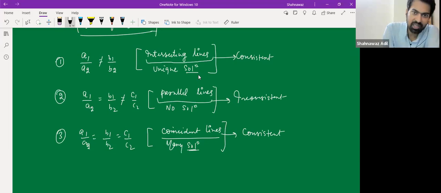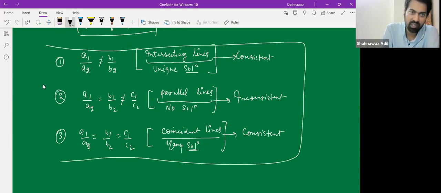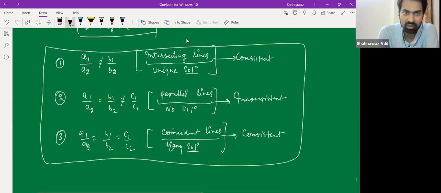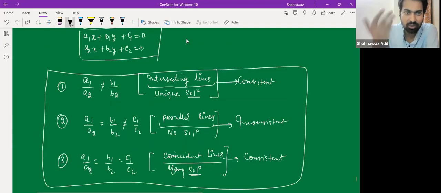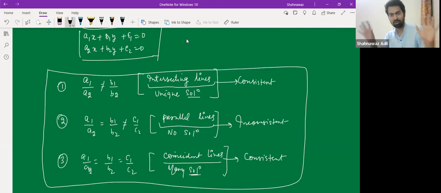So you can see that without plotting or drawing the actual graph, we can tell about these solutions by just looking at the equations. How wonderful is this, right? We don't have to make all those big graphs. By just looking at those coefficients, we can tell whether we can find a solution or not, right? So you already knew this.